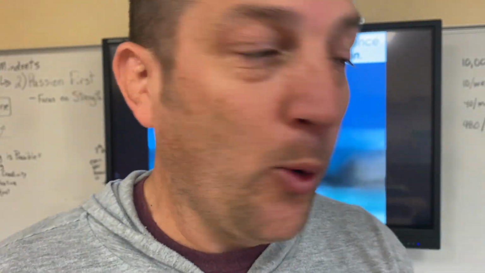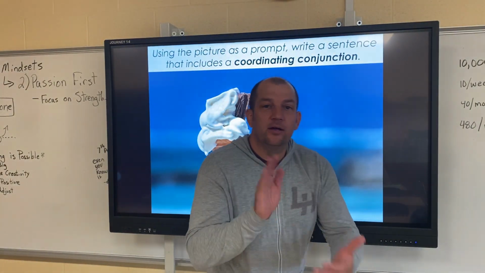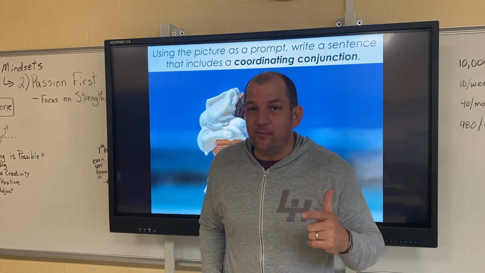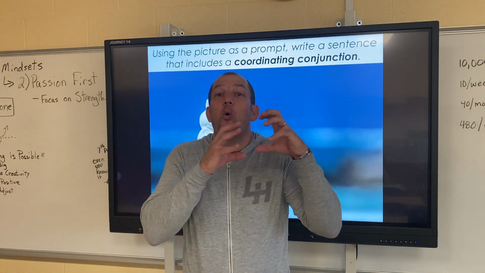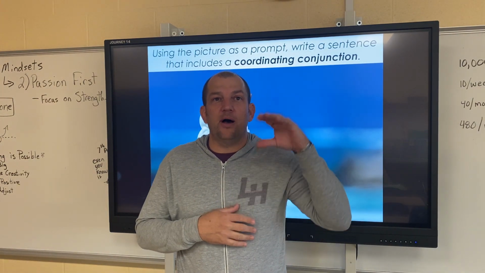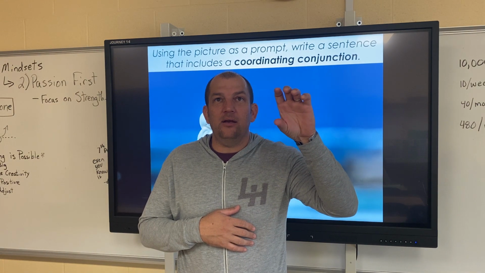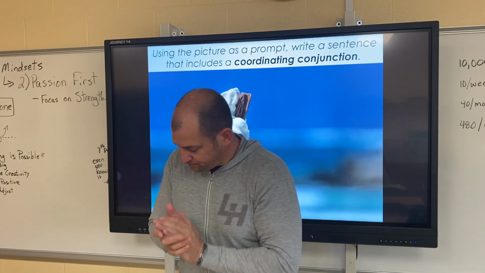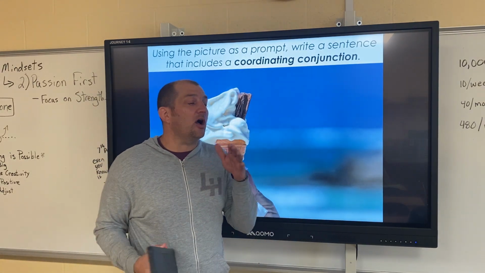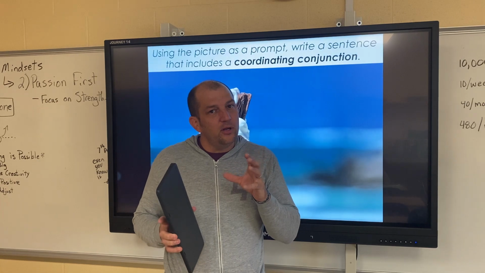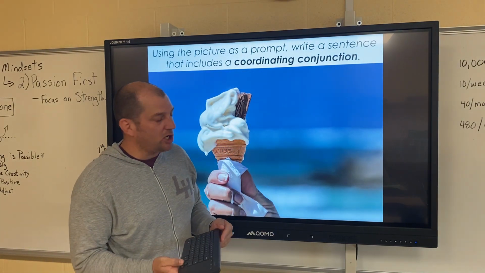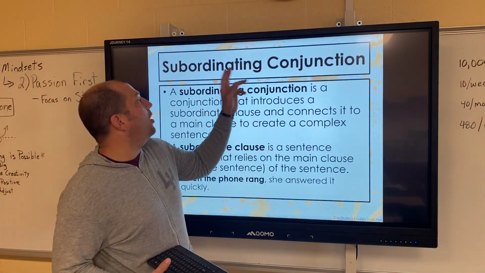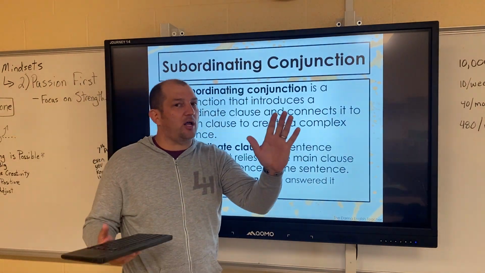Hello. All right, yesterday we talked about coordinating conjunctions. We talked about for, and, nor, but, or, yet, so. Today we're actually going to talk about something a little different called subordinating conjunctions. That's what we're talking about today.